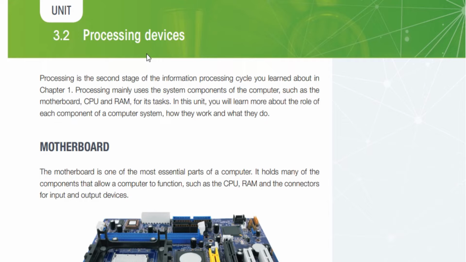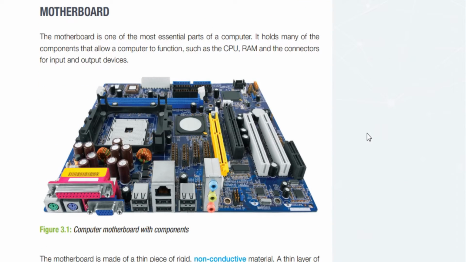Now, processing devices. Processing is the second stage of the information processing cycle you learned about in Chapter 1. Processing mainly uses the system components of computers such as the motherboard, CPU, and RAM for its tasks. In this unit, you will learn about the roles of each component of a computer system, how they work, and what they do. The motherboard is one of the most essential parts of a computer. It holds many components that allow a computer to function, such as the CPU, RAM, and the connectors for input and output devices.